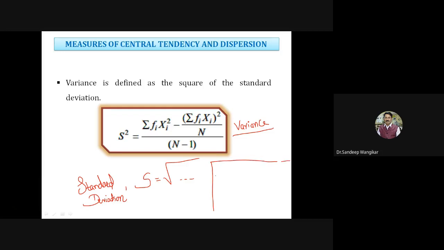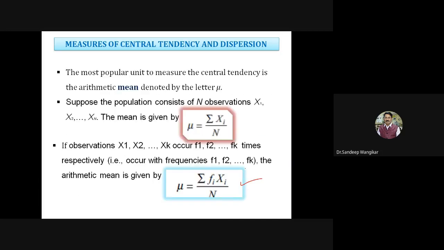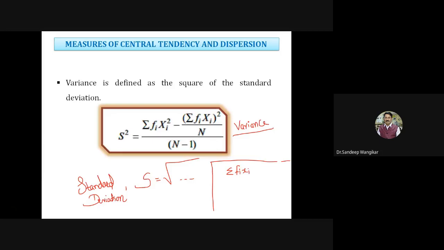So whatever the numerical is given, I have to first go for summation fi xi. If you see here, fi xi is required for the mean. So I will calculate summation fi xi, and I will calculate summation fi xi square. And this is (summation fi xi) bracket square, which I can square.